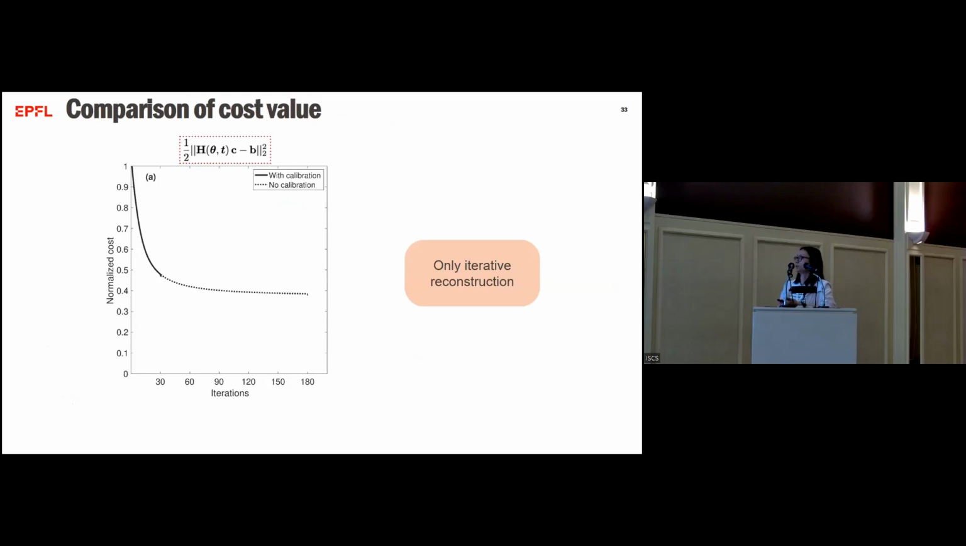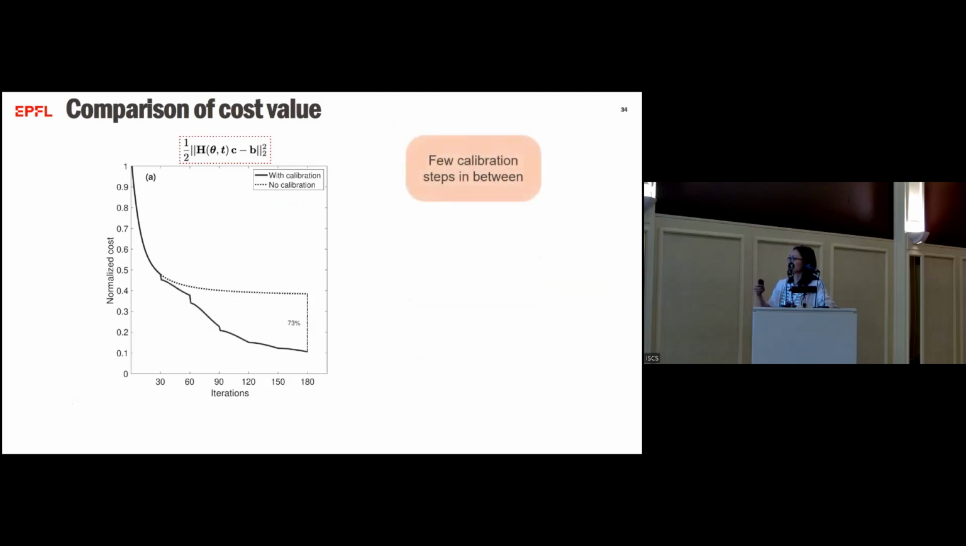We also further compared the value of the cost functional to have insight into our algorithm. If we only run iterative reconstruction for many rounds, for instance, 180 iterations, we only manage to bring down the normalized cost to 0.4. But if we put in a few steps of calibration in between, for instance, every 30 iterations, we see this jump down of cost.